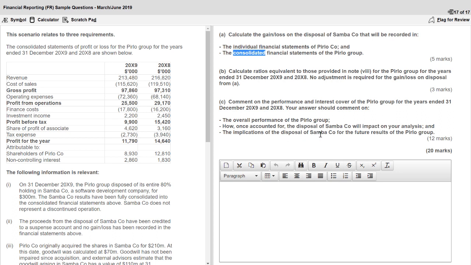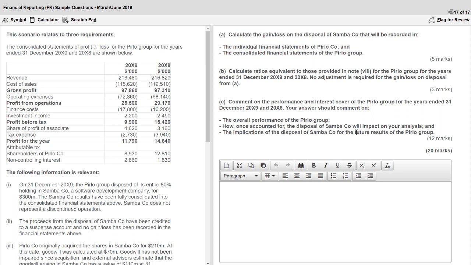And then what does it then think about for the future? So once you've disposed of Samba, there won't be any revenues, there won't be any costs, there won't be any profit consolidated of that subsidiary. So therefore, how are we going to go through then and see how the group results are going to change? So there's quite a lot to go through and consider.